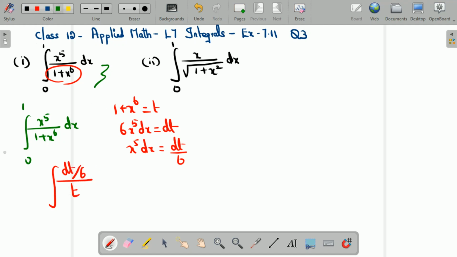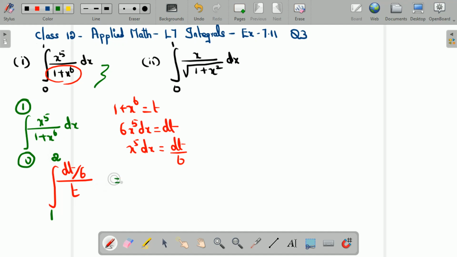Now let's work on the limits. So if we put x is equal to 0, this is 0 power 6 is 0. So 0 plus 1 is 1. So the lower limit is changed to 1. Now let's put x is equal to 1. So 1 power 6 is 1, and 1 plus 1 is 2. So the upper limit is changed to 2.